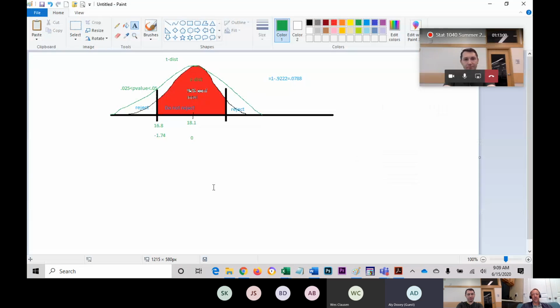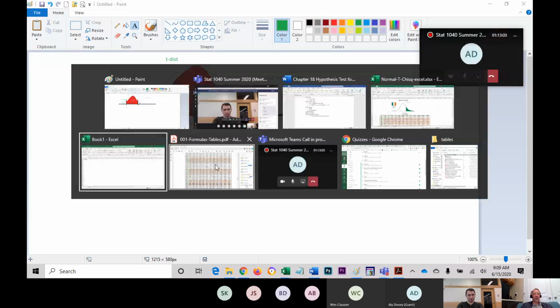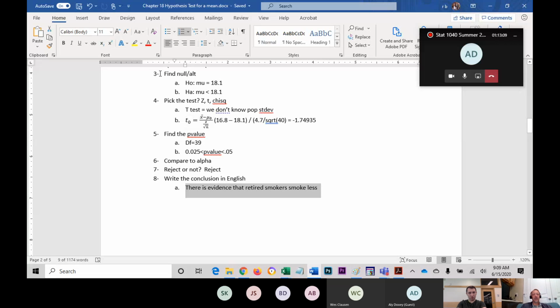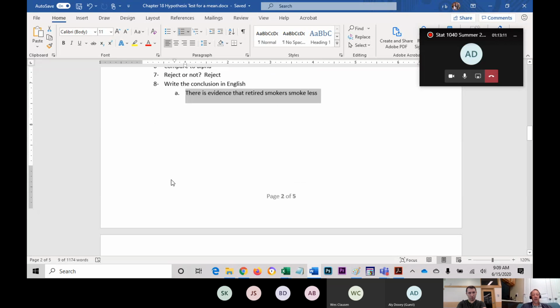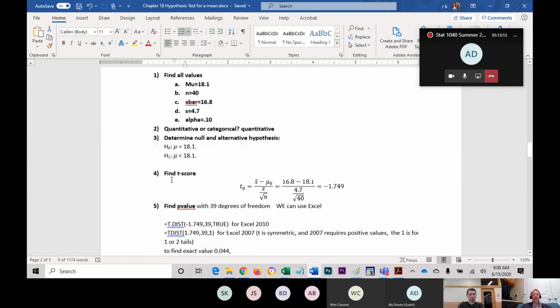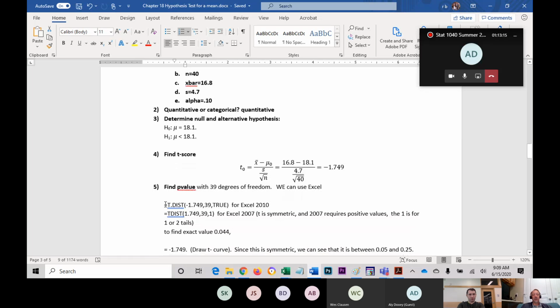Okay. All right, we're going to keep going on these. I will tell you that your homework, this says chapter 18, but it's really chapter 20. Your homework for chapter 20 is going to be focused mostly on your t-distribution. If you want to get an exact value in Excel, you won't be able to do it with the chart, but that's the formula you would use for Excel.